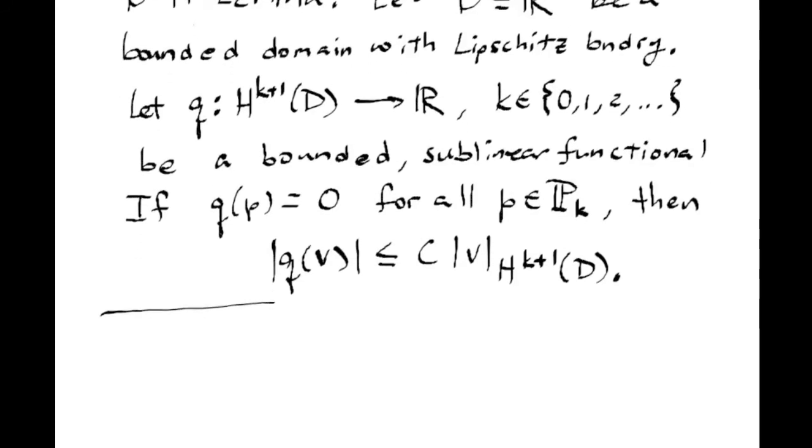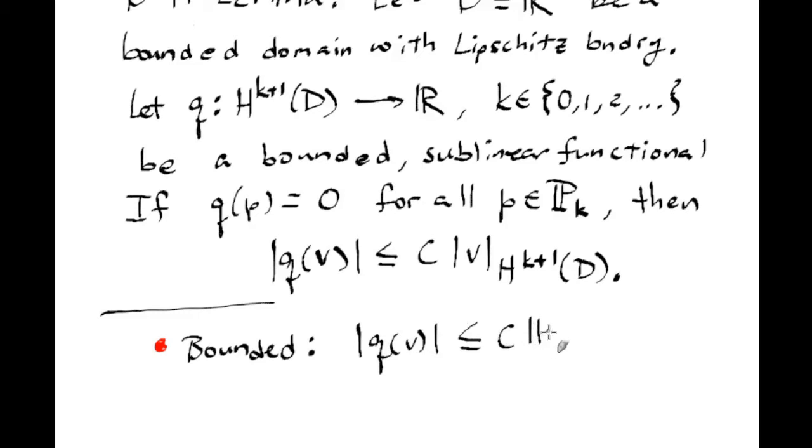There are a few things to note if you're not already familiar. What is bounded? You probably already know this, but just in case: if your functional is bounded, then the absolute value of Q of V is bounded by a constant times the full norm. What the lemma gets you is that you don't get the full norm, you get just the semi-norm.